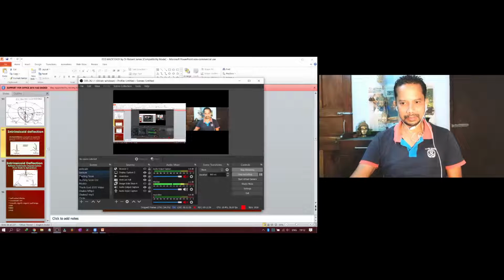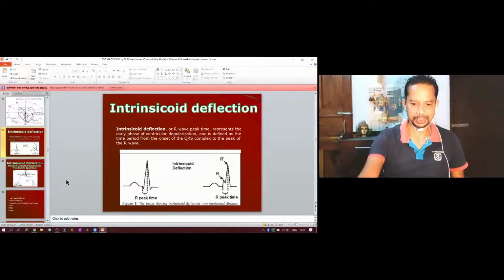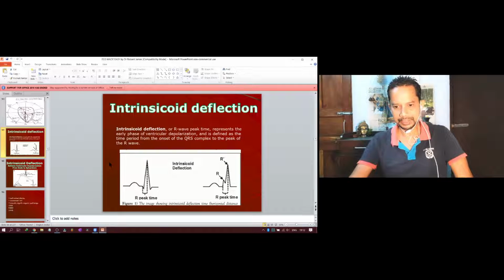Okay guys, I think you will be able to see the slides. I'll proceed with the lecture. So this is the intrinsicoid deflection, and this intrinsicoid deflection starts from the R wave. If there is a Q wave, we will start from the Q wave. If there is no Q wave in the complex, in the ECG recording, you will start from the beginning of the R wave till the tip of the R wave.